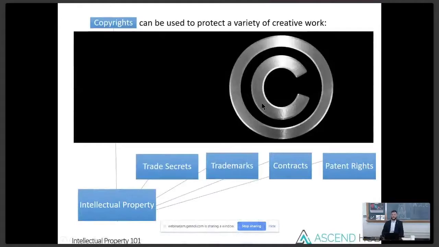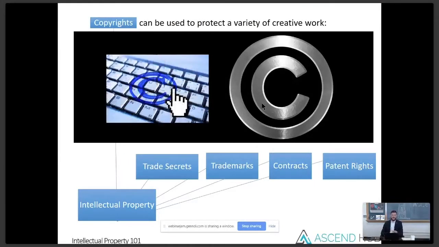Again, we'll talk about copyrights in terms of the circle C. That will be your notice. They can be used to protect a variety of work, and key today is that this is also applied to computer code.